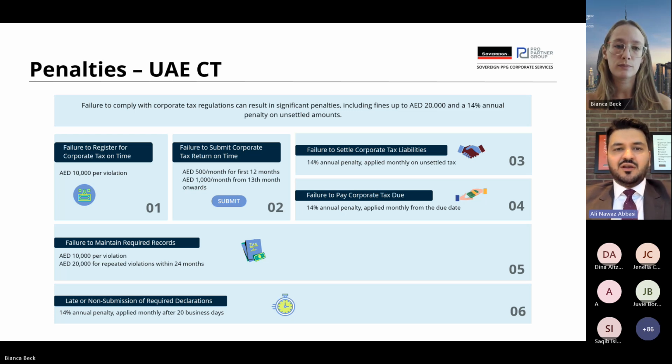If you fail to settle the corporate tax payment before the deadline, then a separate 14% annual penalty will be applicable. This will be applied per month on the unsettled tax amount. As we saw in the VAT regime, penalties are quite high under the corporate tax regime as well. So please ensure you take care of all your corporate tax related obligations. Next slide, please.